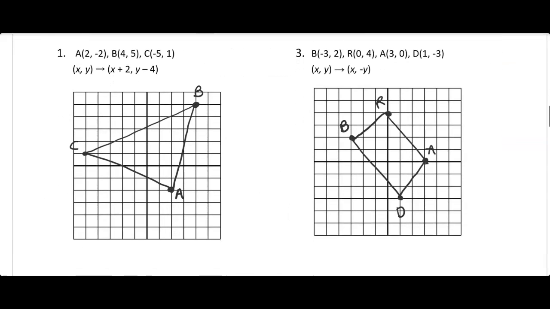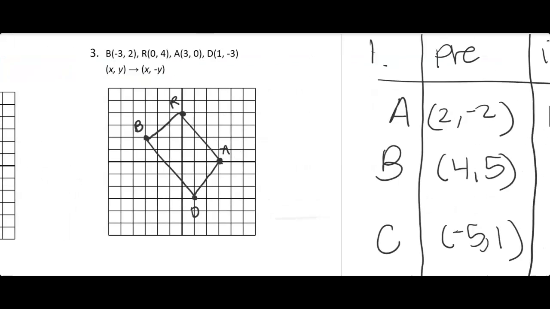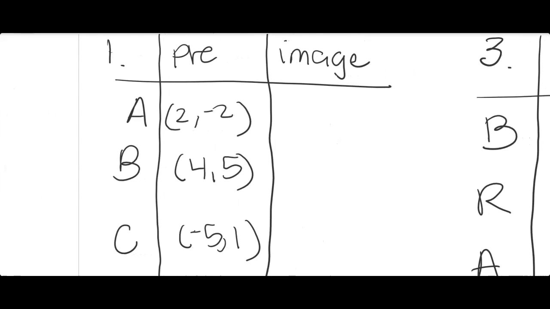On this next page in your notes, we're going to actually perform some rules. This rule is telling us to take whatever our x value is and add 2, and then take whatever our y value is and minus 4. So I have created a little table here to help us. We're going to add 2 to all of our x's. So for A, our x will become 4. For B, we're adding 2, so our x will become 6. And for C, our x will become negative 3.